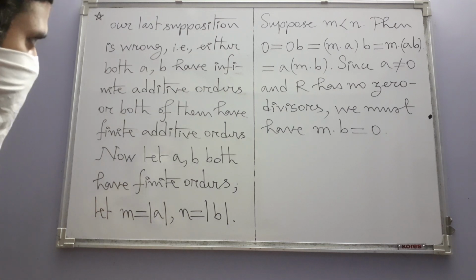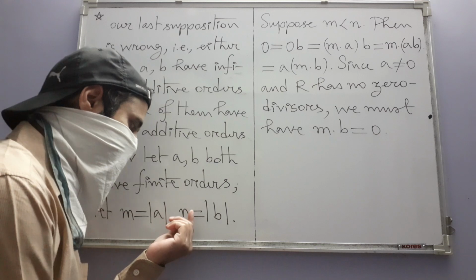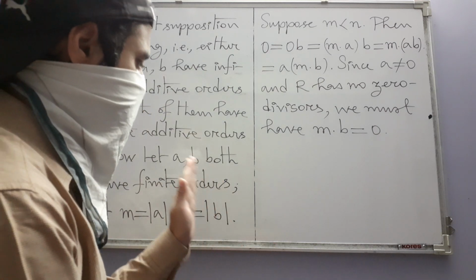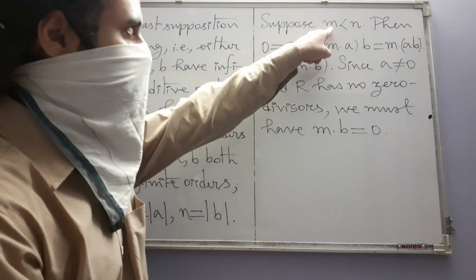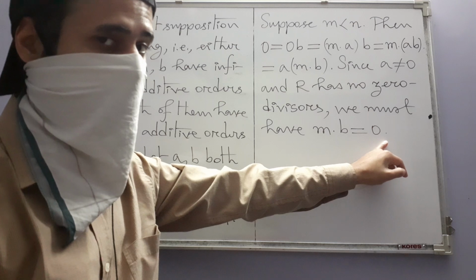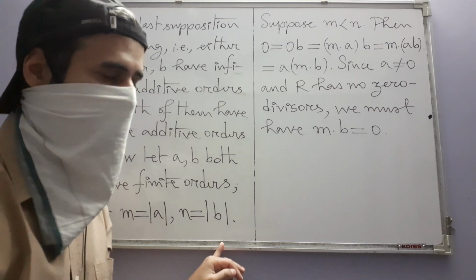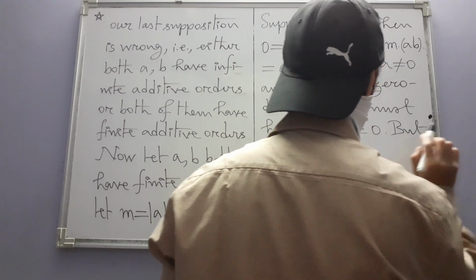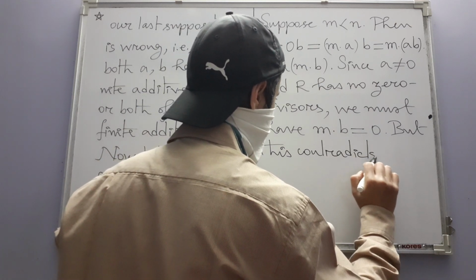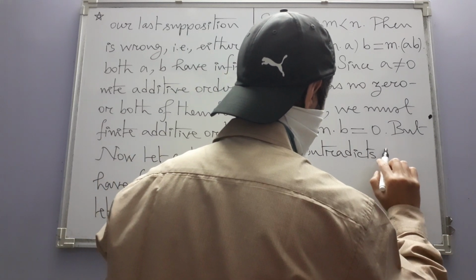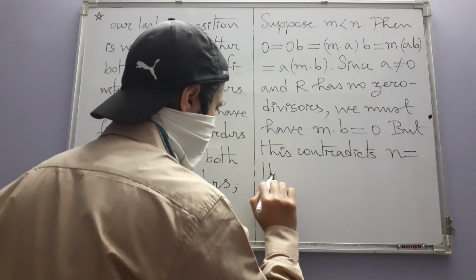But is that possible? Note that the additive order of B is n. So that means n is the smallest positive integer for which n dot B is equal to 0. Here, however, m is a positive integer which is smaller than n, and still m dot B is equal to 0. But that cannot be, because this is violating the minimality of n as the order of B. This just simply contradicts the fact that n is the order of B.